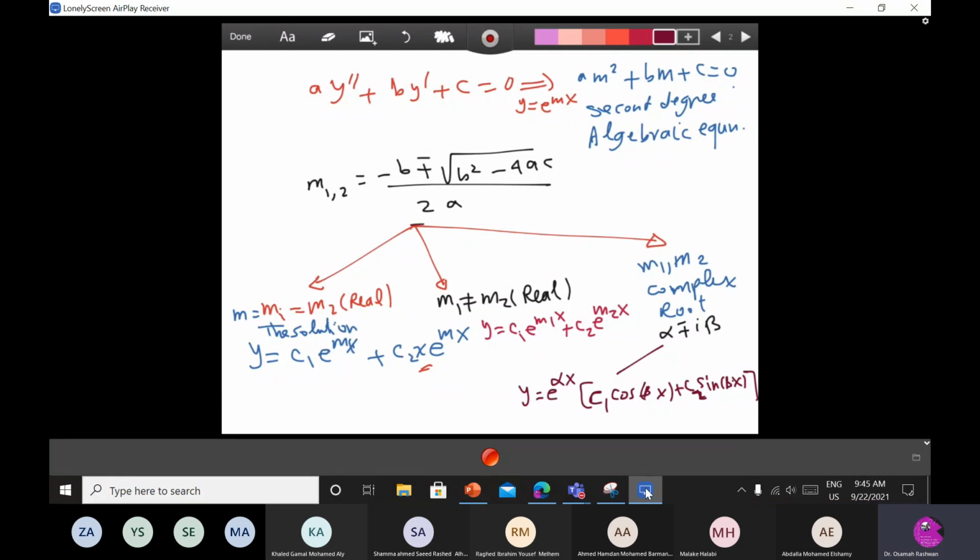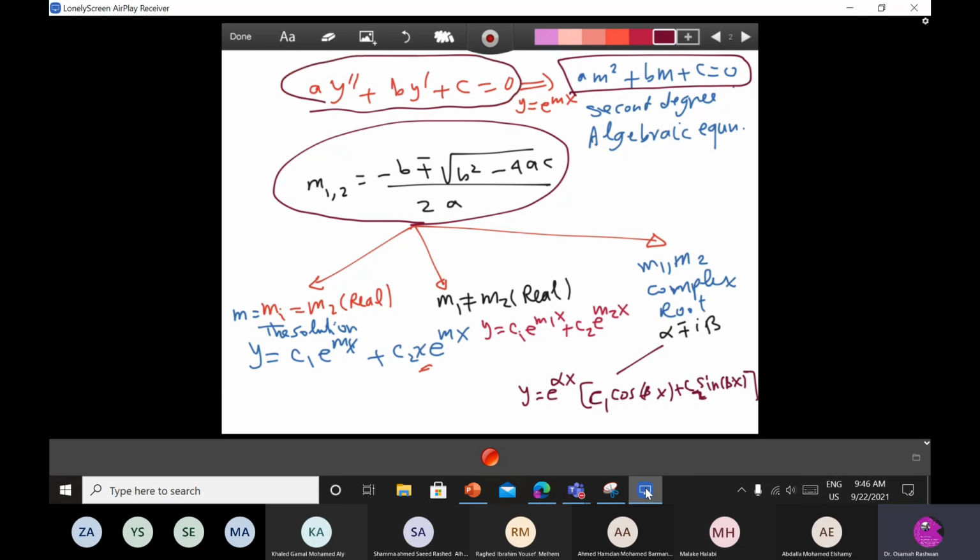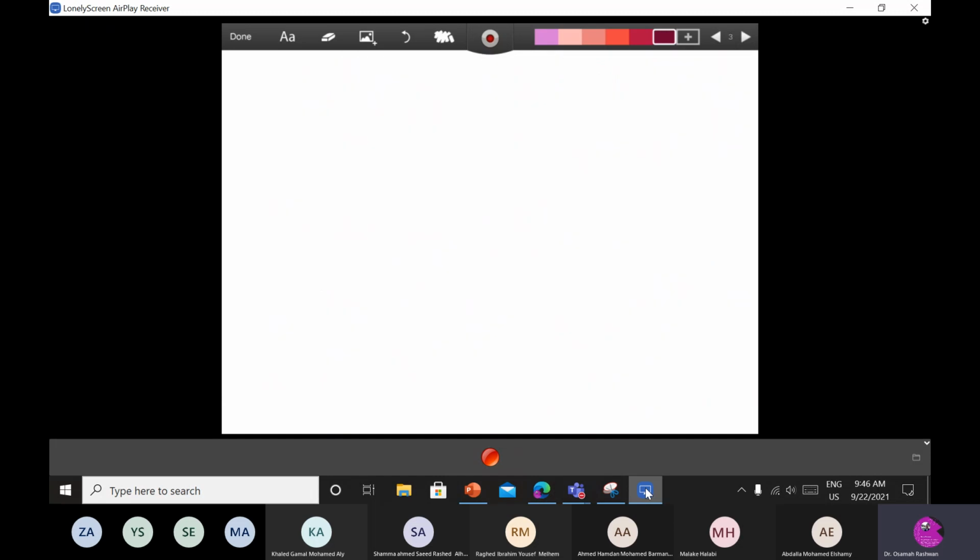These are the three cases of the roots of this algebraic equation coming from the differential equation by this substitution. Okay. Let's have an example for this one. Solve y double dash minus 2y dash minus 3y equal to 0.